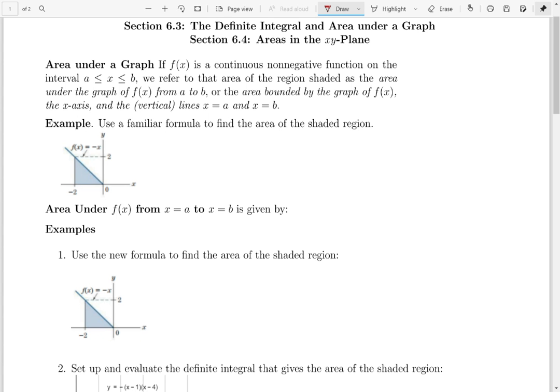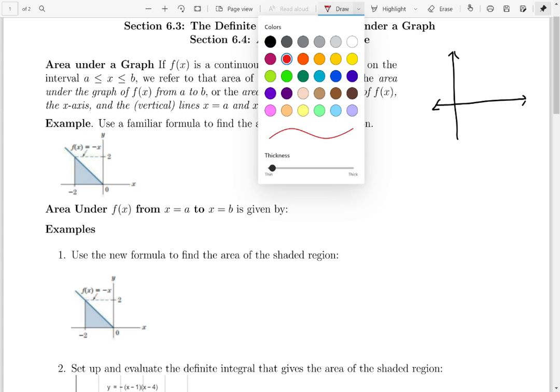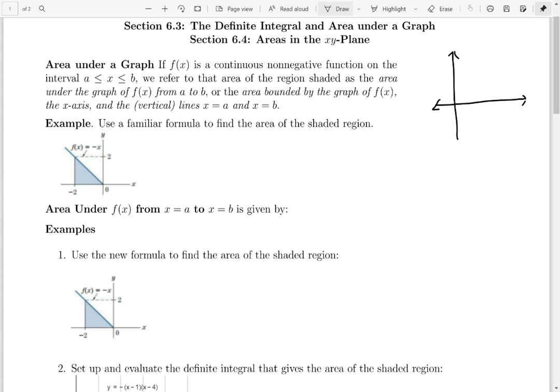Section 6.3 and 6.4, the definite integral and the area. Let's suppose we have some function f of x. And so let's just take a graph in the plane. We're going to sketch some function f of x. And there's a restriction here, and that is f of x is a continuous non-negative function on the interval.